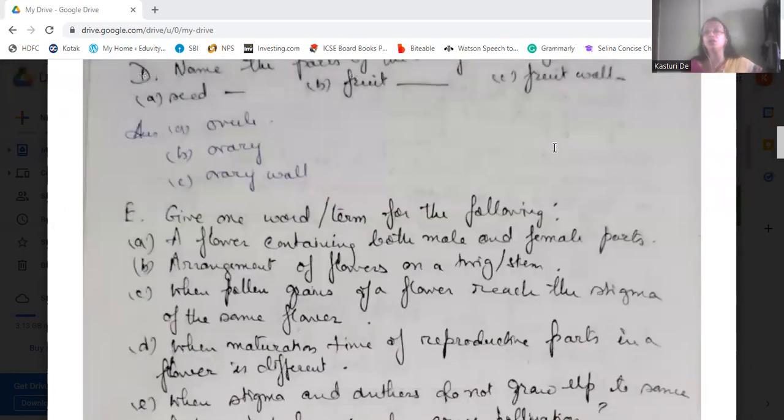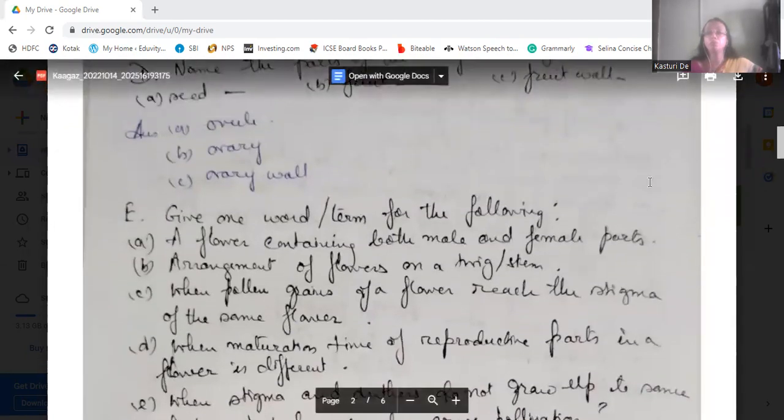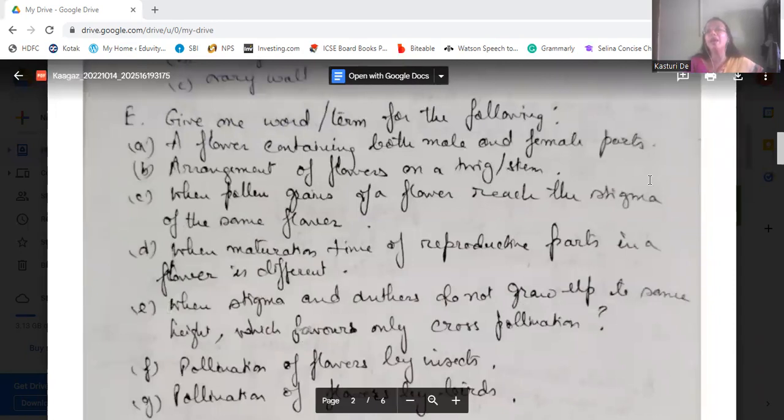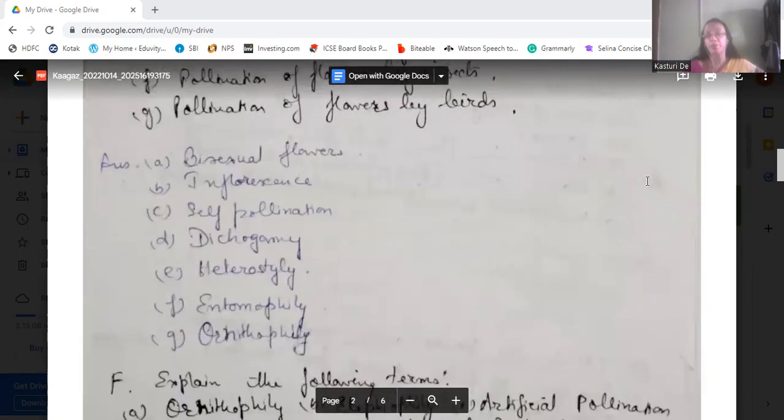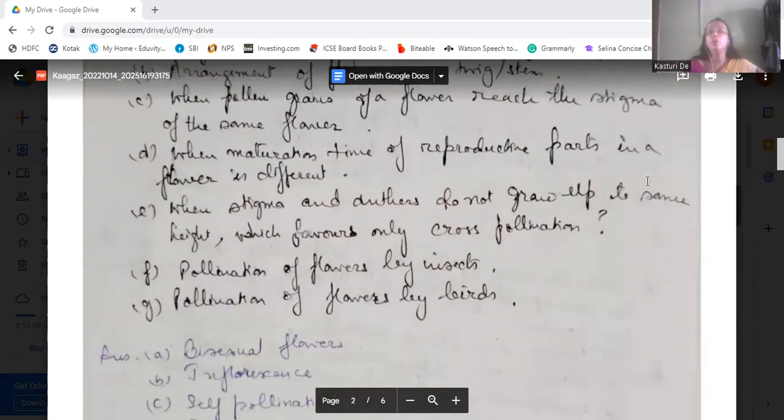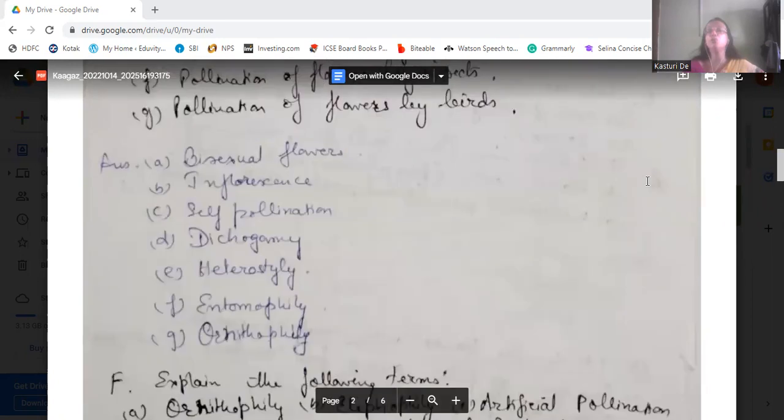Then give one word or term for the following. A flower containing both male and female parts, a bisexual flower. Arrangement of the flowers on a twig or stem, it's an inflorescence. Pollen grains of a flower reaching the stigma of the same flower is self-pollination. When the maturation time of reproductive parts in a flower is different, that's dichogamy. When stigma and anthers do not grow to the same height, which favors only cross-pollination, that is heterostyly. Pollination of flowers by insects is entomophily, and pollination of flowers by birds is ornithophily.